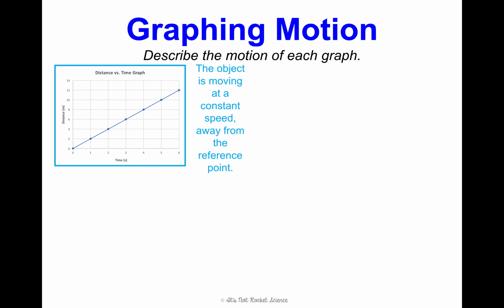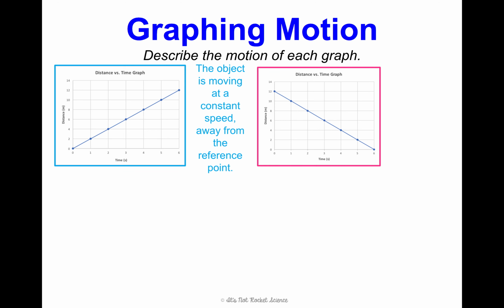So after 1 second, it's 2 meters away. Then it's 4 meters away, 6 meters away. So every second, it's going at a constant speed away from us. Now this is probably different for our second graph. And in our second graph, the object is at a constant speed. The line is flat and diagonal, but now it's coming towards us.